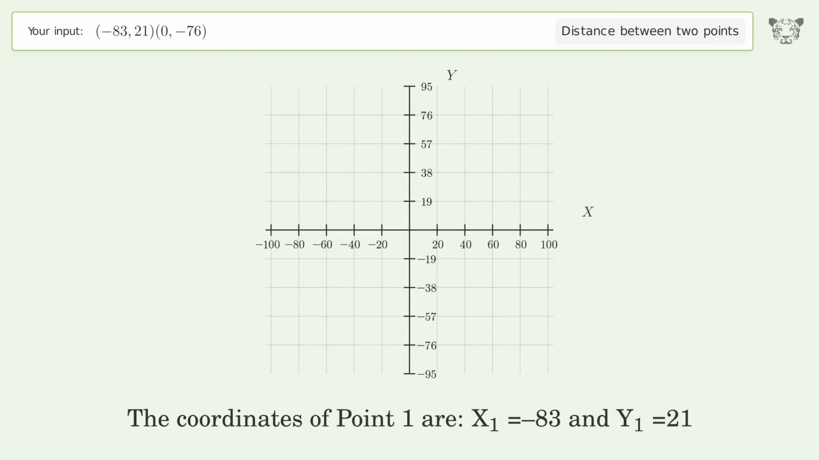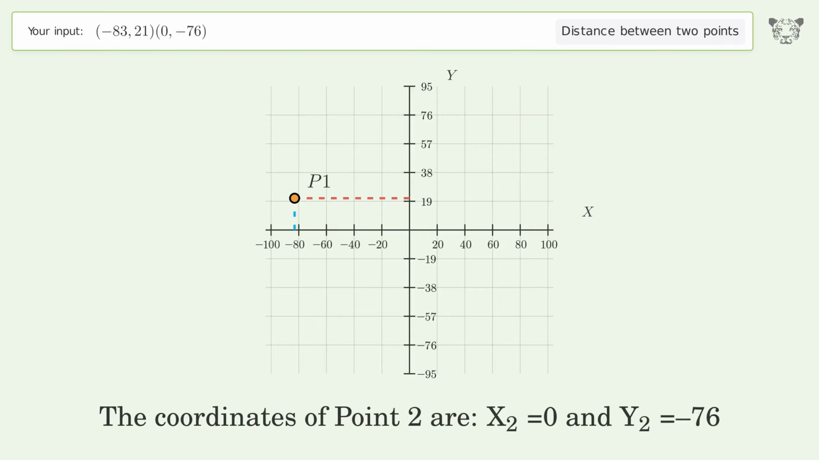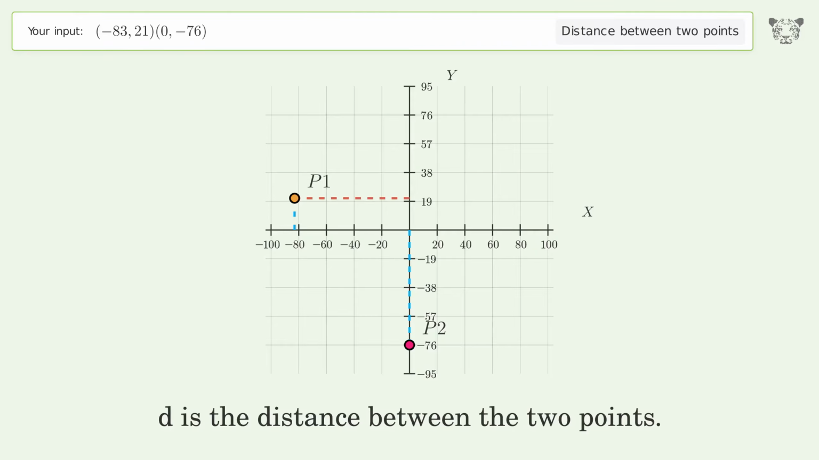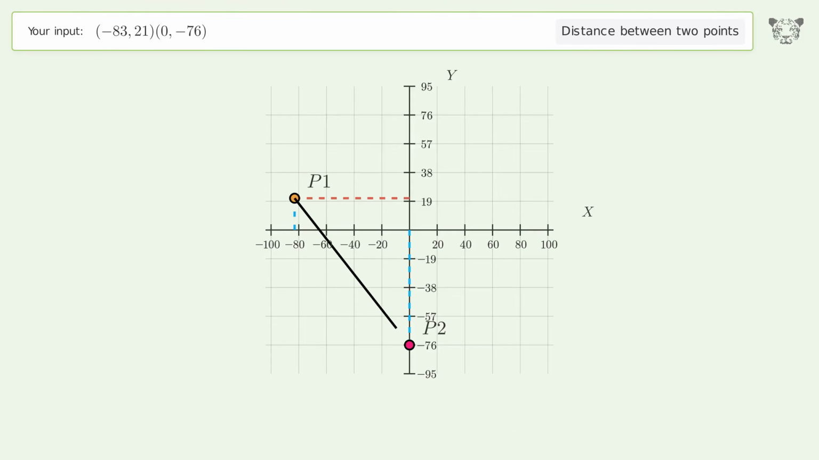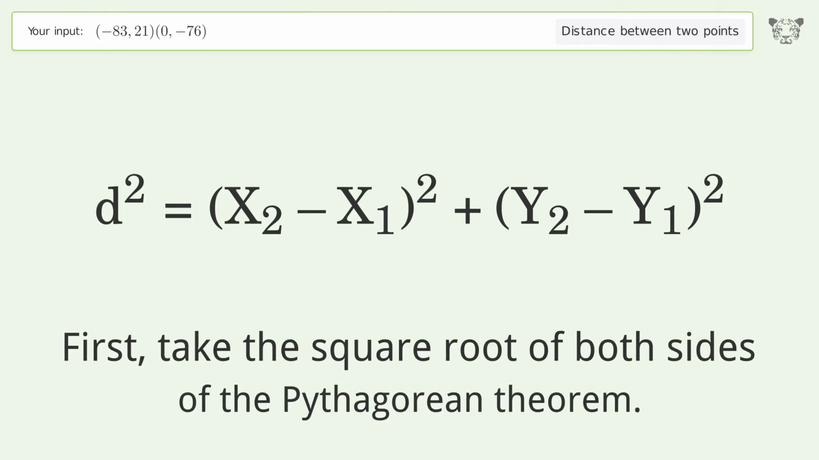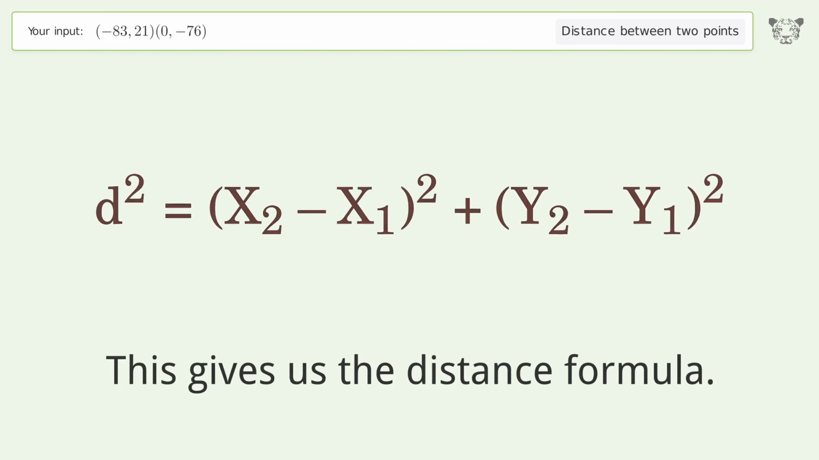The coordinates of point 1 are x1 equals -83 and y1 equals 21. The coordinates of point 2 are x2 equals 0 and y2 equals -76. D is the distance between the 2 points. First, take the square root of both sides of the Pythagorean theorem. This gives us the distance formula.